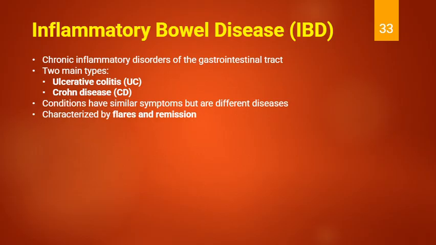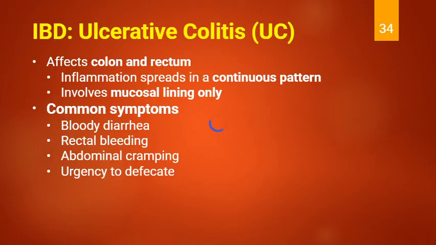Understanding the difference between these two conditions is important for nurses because the location of inflammation, complications, and treatment approaches can vary. Ulcerative colitis primarily affects the large intestine, including the colon and rectum. In this condition, inflammation spreads in a continuous pattern along the bowel, meaning there are no normal areas between inflamed sections. The inflammation mainly affects the mucosal lining of the colon, which is the inner surface of the bowel. Because the lining becomes inflamed, fragile, and ulcerated, patients often experience bloody diarrhea, rectal bleeding, abdominal cramping, and an urgent need to have bowel movements.